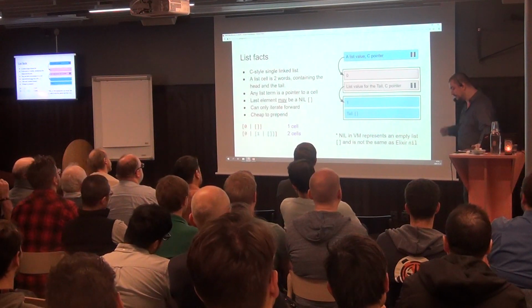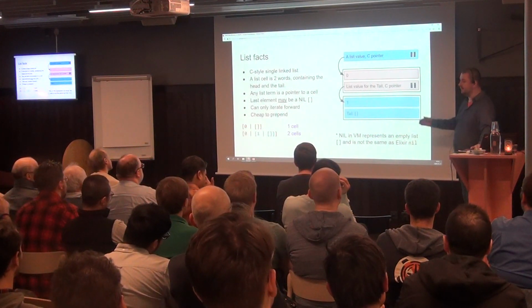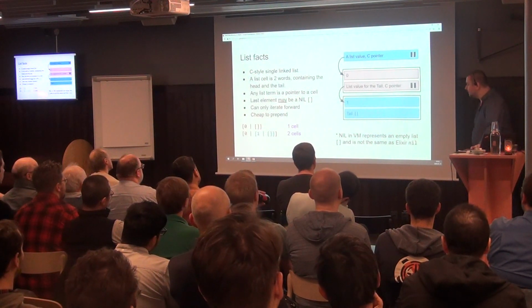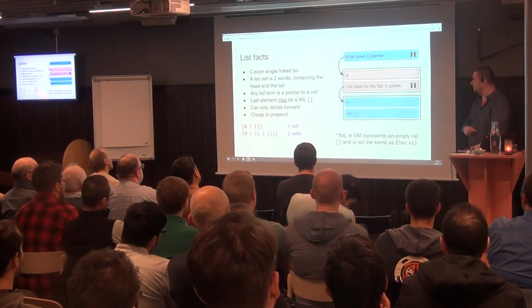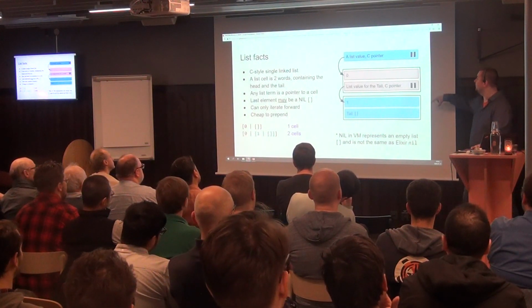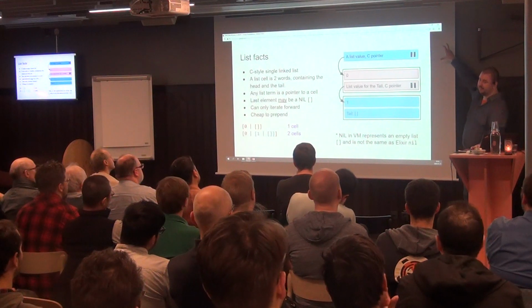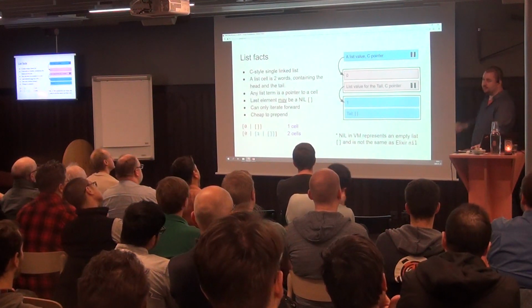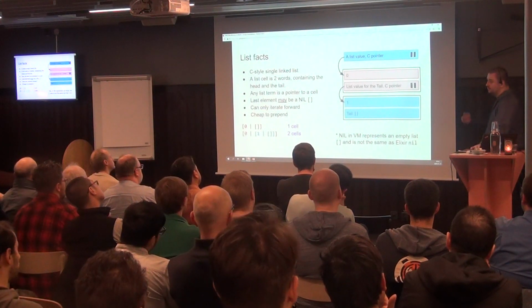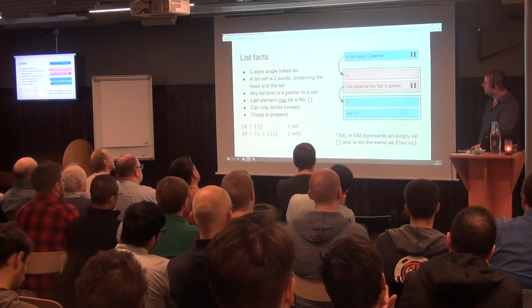What good are lists? They can only iterate forward. This is very fast, this is very cheap, this is good for your program, but you cannot iterate backwards because it's a forward linked list. And it's also very cheap to prepend because you just build another cell on top. As long as you want, you can prepend elements. No memory is moved, only new list cells are created.